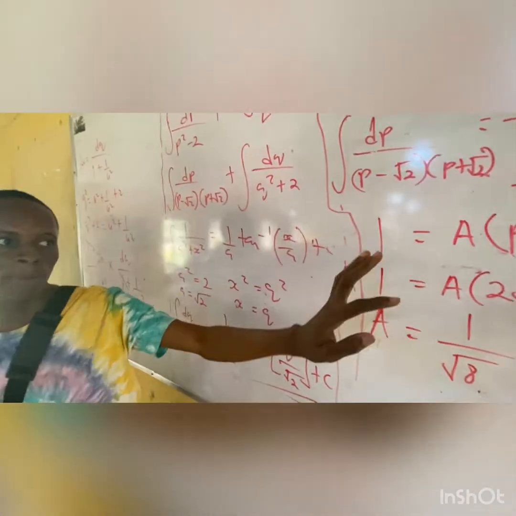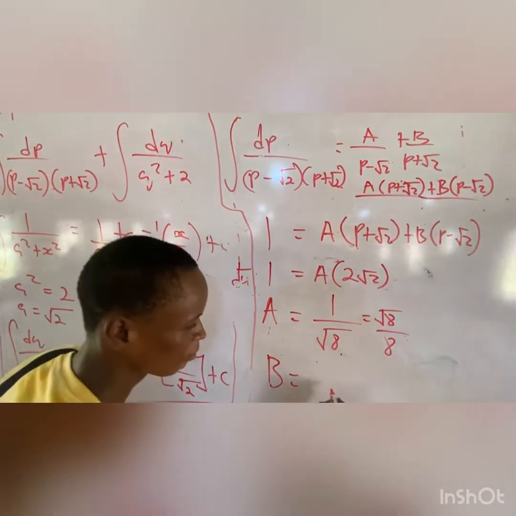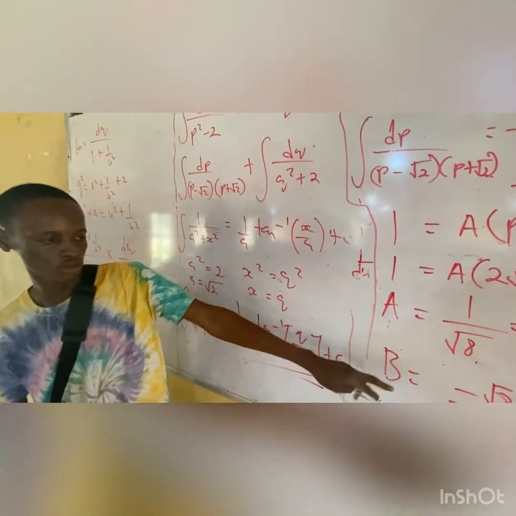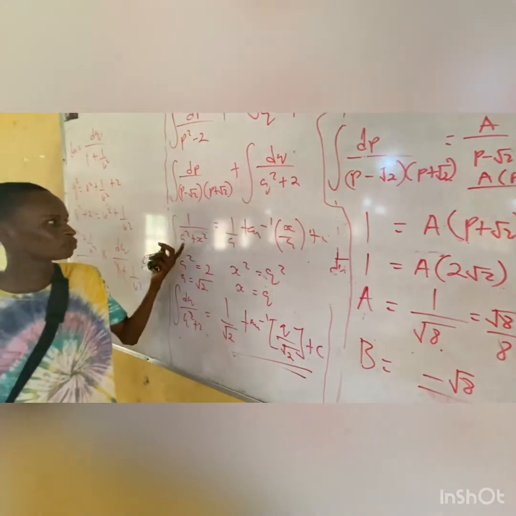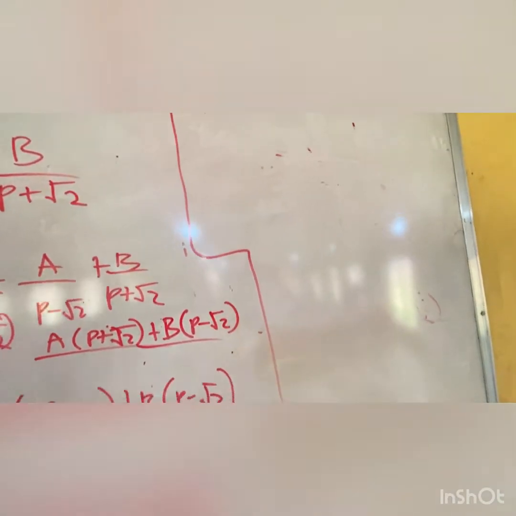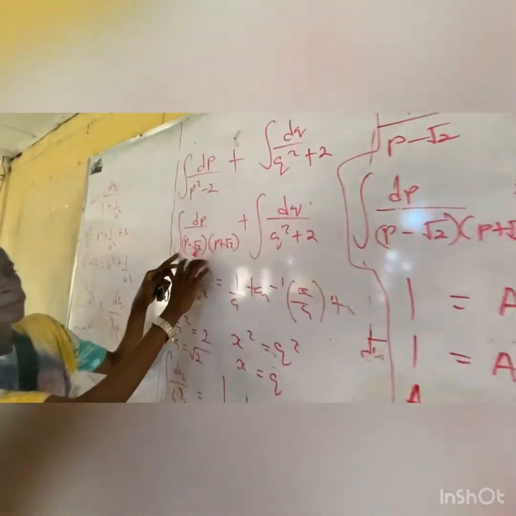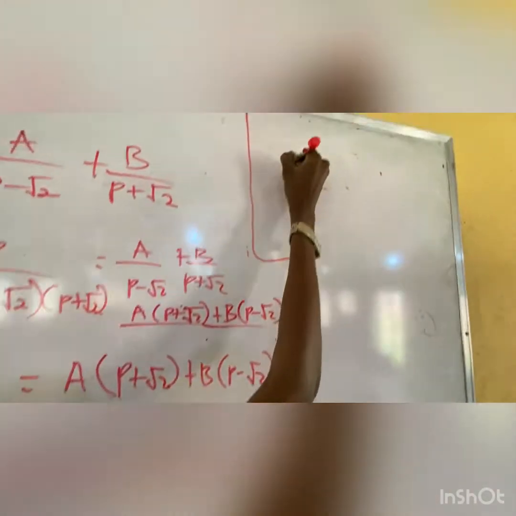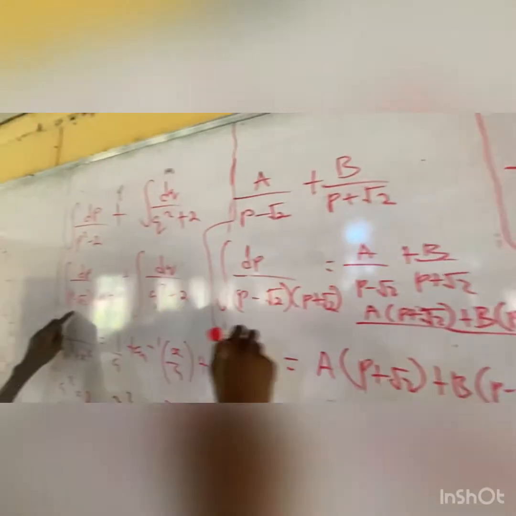Now solving for the second partial fraction. In order not to waste your time, our B is equal to minus the square root of 8 over 8. So this is A, this is B. Don't forget we are dealing with partial fractions. So bringing everything back, we have the integral of this as A over p minus root 2. A is what? The square root of 8 over 8, all over p minus root 2.